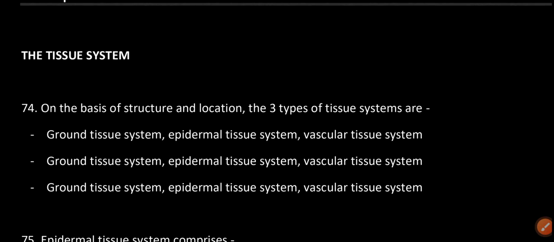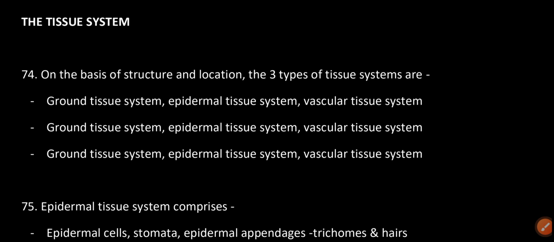The tissue system. On the basis of structure and location, the three types of tissue systems are the ground tissue system, epidermal tissue system, and vascular tissue system.